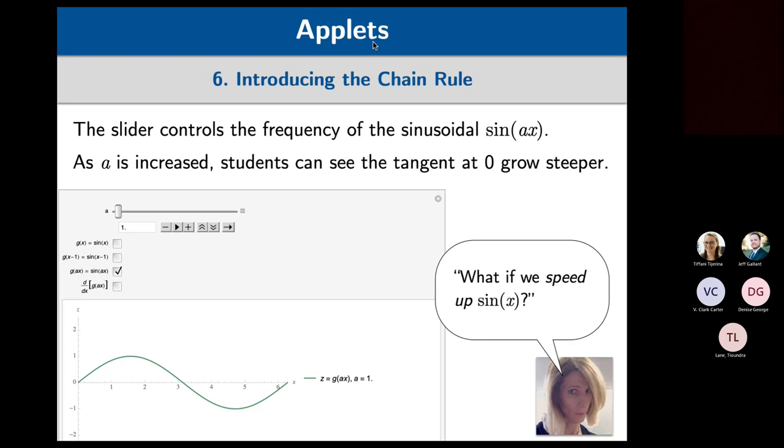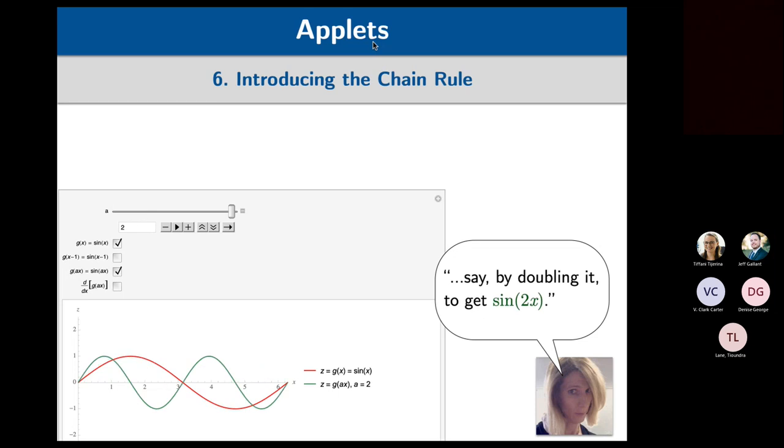I then ask them what happens if we speed up sine of x. With the slider, I can control the frequency of the sinusoidal. So as the coefficient increases, students can see the tangent at x equals 0 grows steeper. I finally ended up with the frequency doubled. I asked them, what do they think the derivative of the green function is?